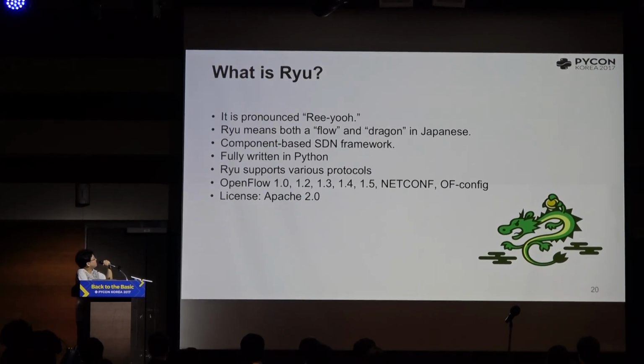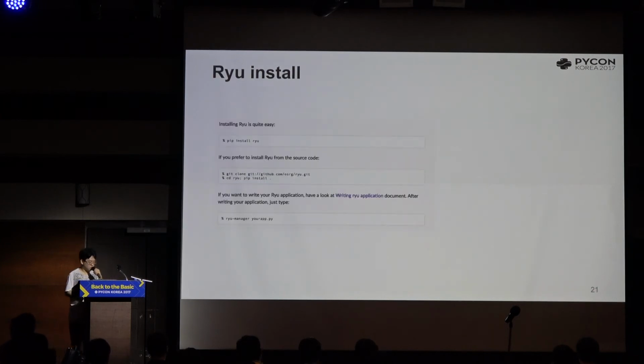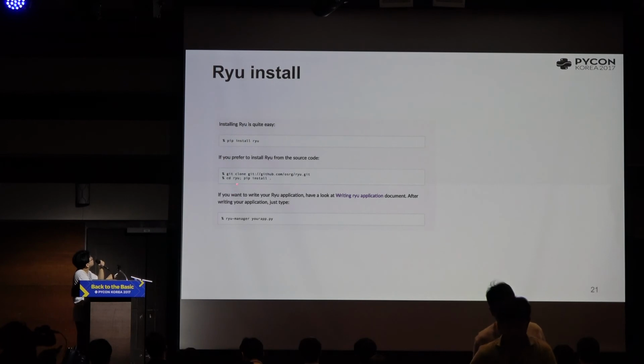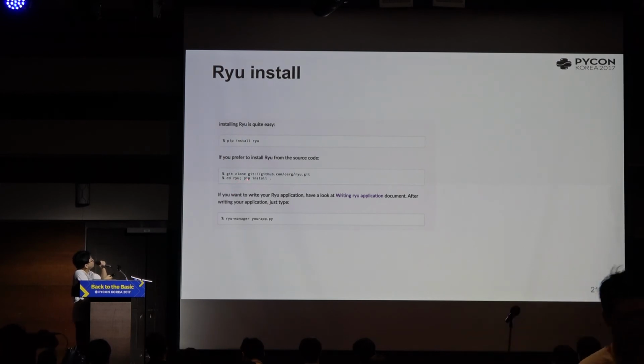It's a component-based SDN framework, fully written in Python, with Python 2.7 and 3.4 compatible code. It supports many protocols from OpenFlow 1.0 to 1.5, the latest protocol, and it also supports NETCONF and OF-Config. The license policy is Apache 2.0. This is how you get the source code: you git clone and pip install it. And you can use the ryu-manager command to run your app.